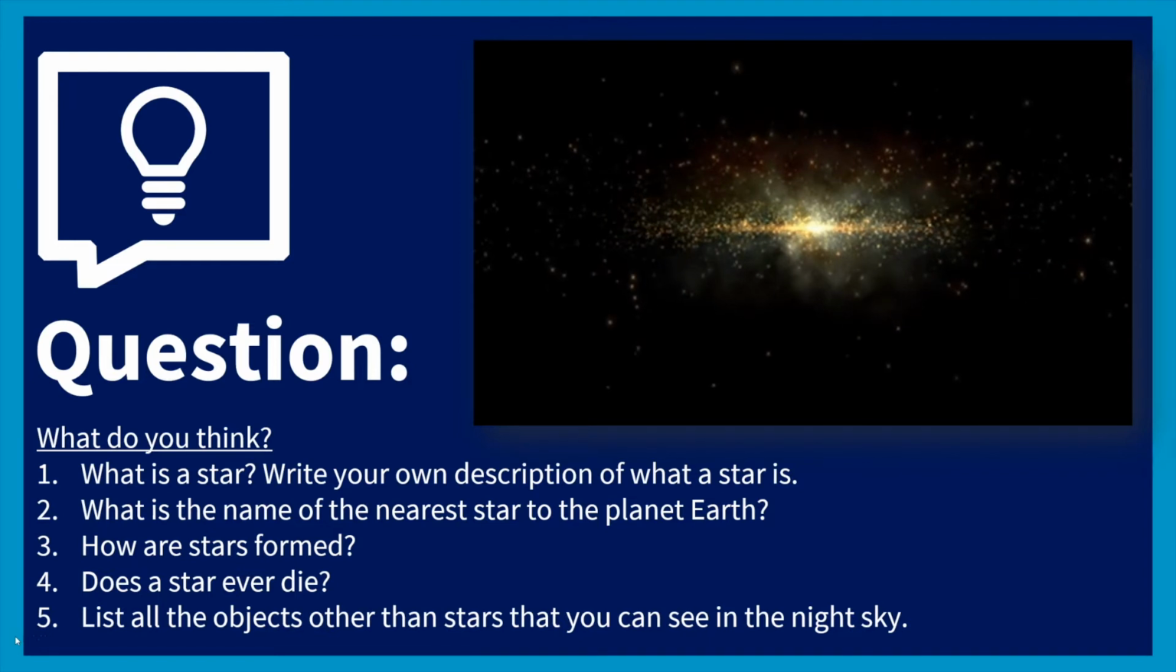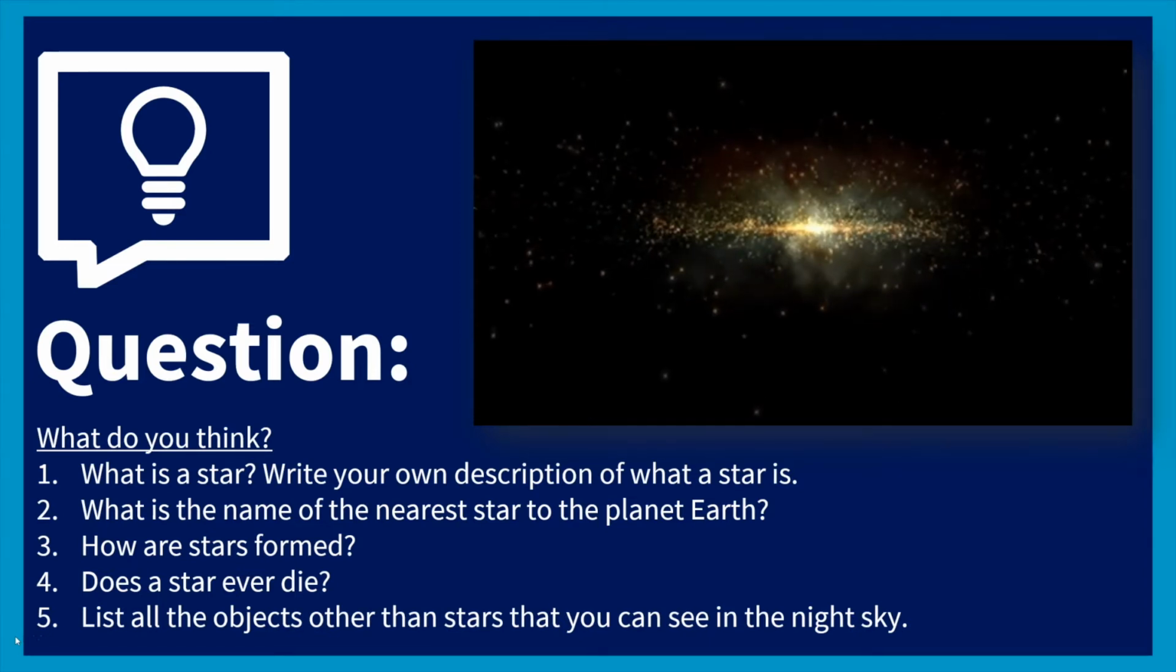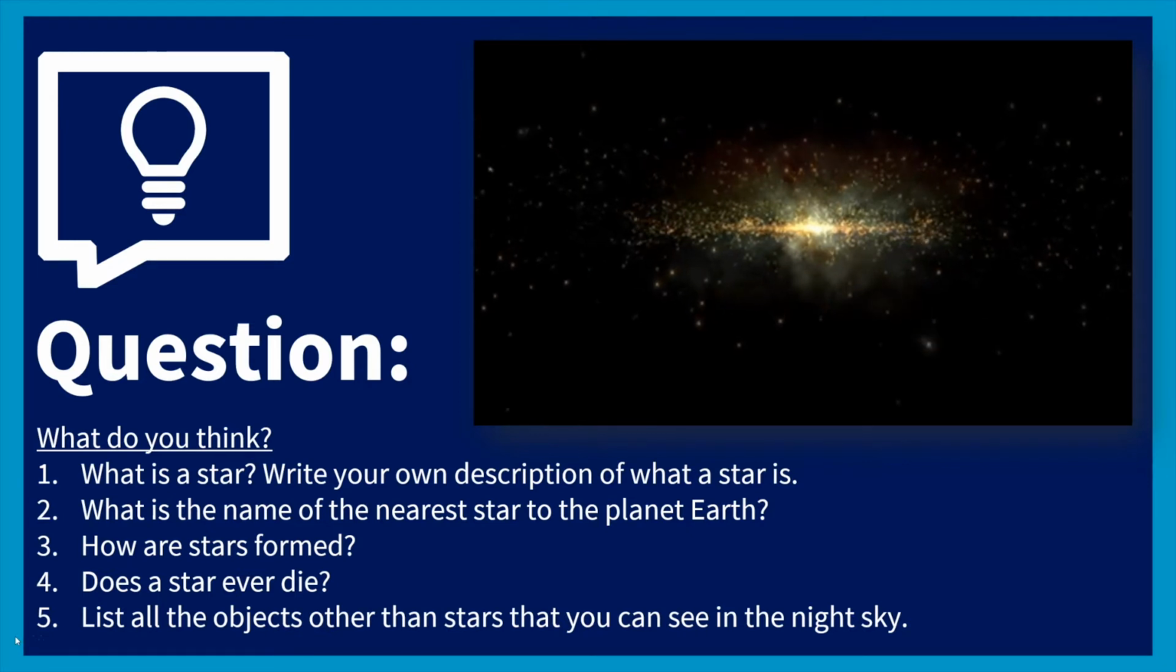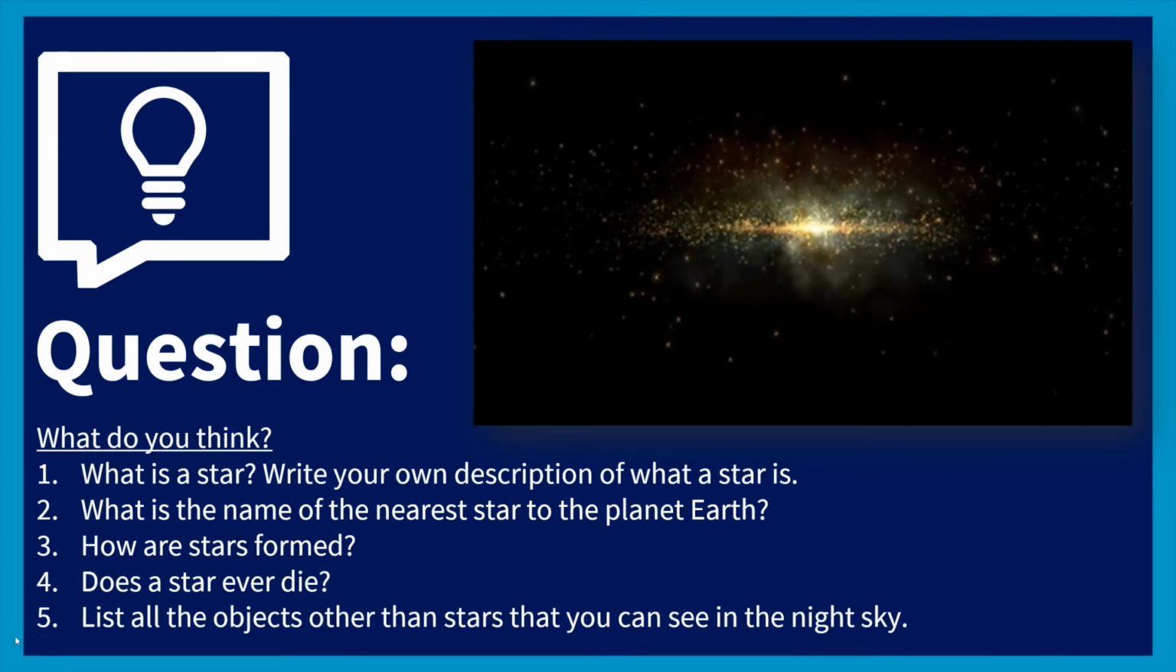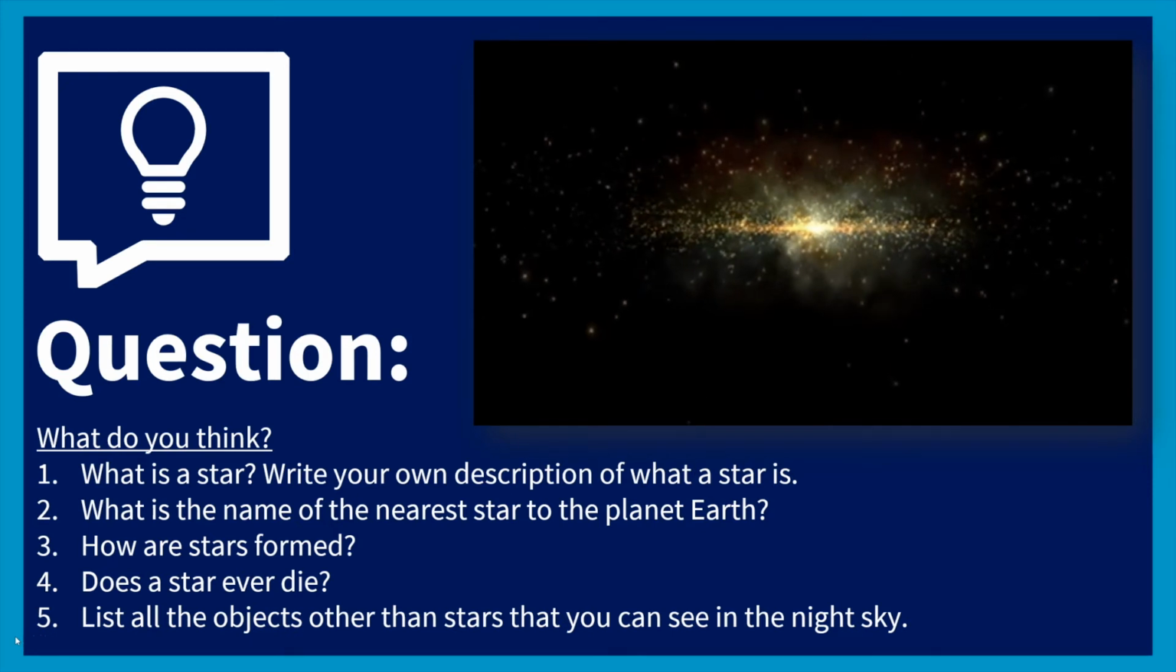And for number 5, we're also going to go through some of the objects other than stars you can see in the night sky, but to give you an idea, we're thinking things like asteroids and meteors and moons and things like that. So let's get started.